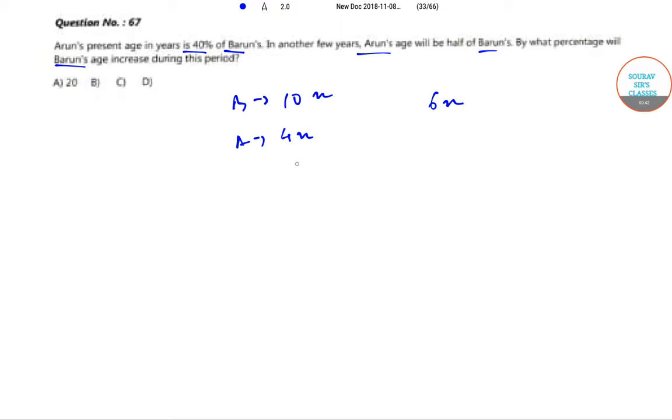That is, Barun's age at that stage would be 12x. It would be increased by 20%. So the correct option is option A.